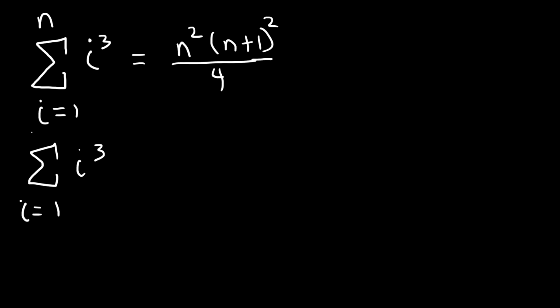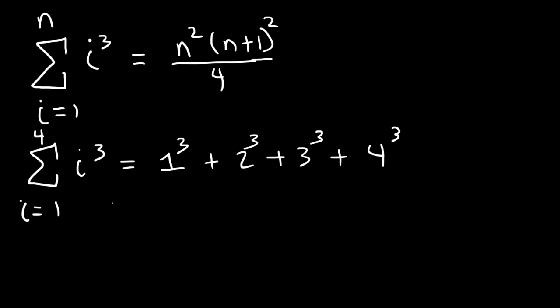Let's say n is 4. Let's keep it simple. So this is going to be 1 to the third plus 2 to the third plus 3 to the third plus 4 to the third power. So 2 to the third is 8. 3 cubed is 27. 4 cubed is 64. So 1 plus 8 plus 27 plus 64, that's equal to 100.